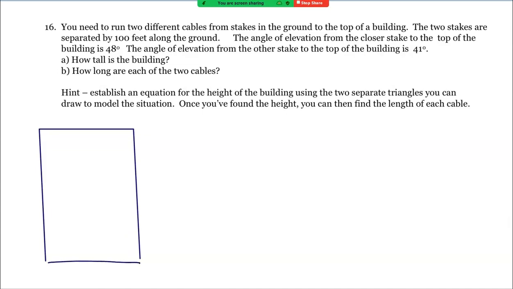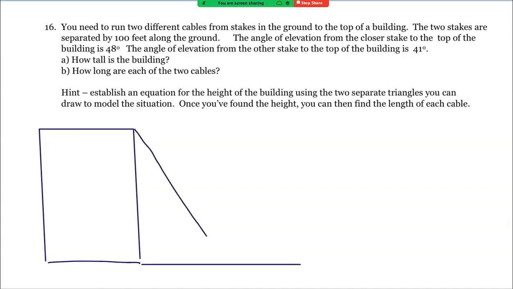All right. You need to run 2 different cables from stakes in the ground to the top of the building. The 2 stakes are separated by 100 feet along the ground. Okay, so I'm going to draw 2 stakes up to the top of this building.